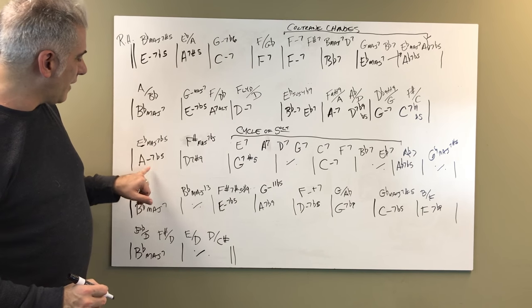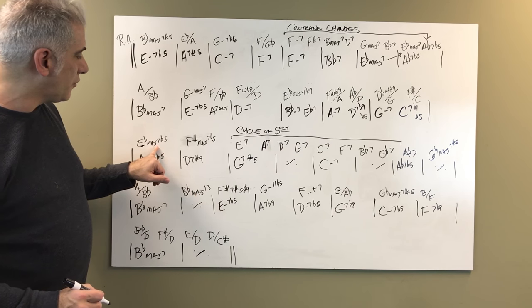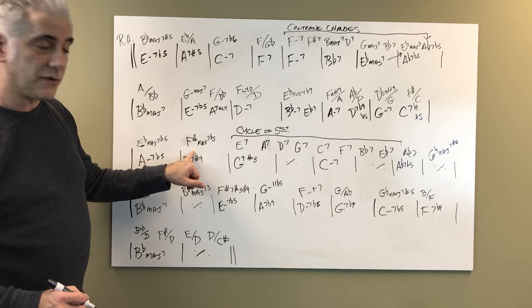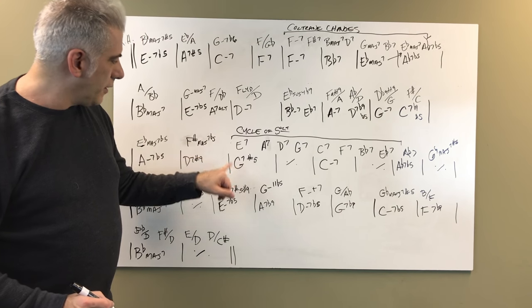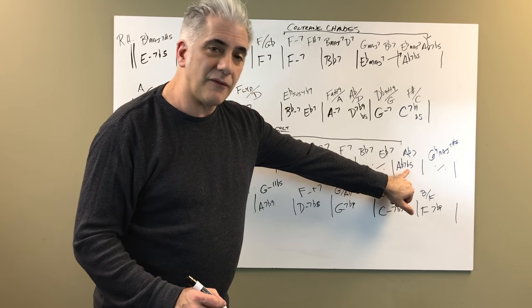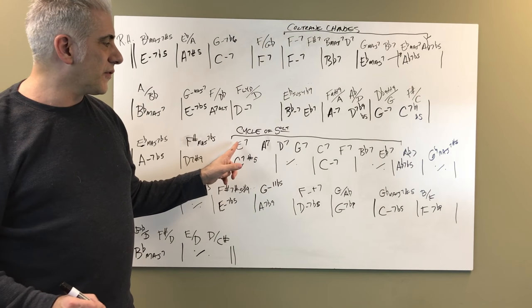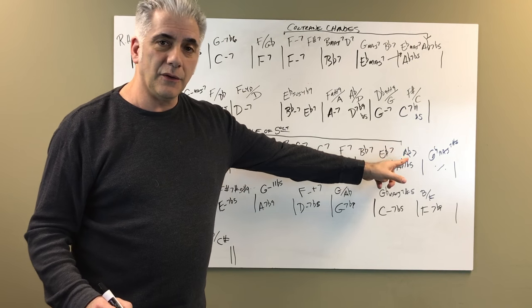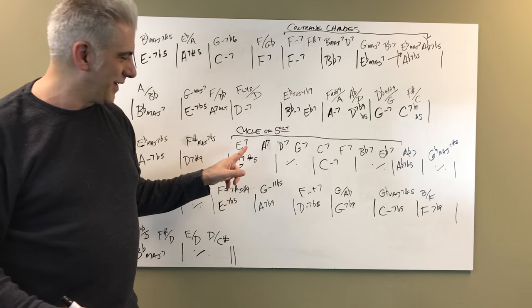So this is built off the flat five here, this is built off the third, but essentially these two chords are a minor third apart. And then here, over the G7 sharp five, all the way over to this A flat 7 flat five, I'm using the cycle of fifths, or fourths, depending on which way your bass is moving.